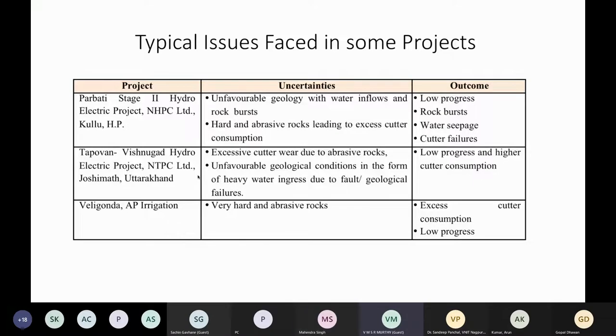Though we have some locations where you're getting good progress, often hardness and abrasivity, when they get coupled together, can create a really difficult problem for TBM.